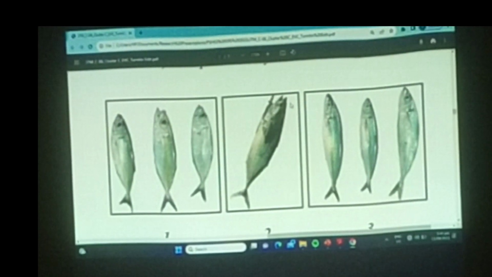The dorsal part. Asan ang dorsal part ng isda? Dito sa likod, yun yung mataas. Yung heavy metal presence, kasi yung dorsal area yung malaki yung heavy metals.